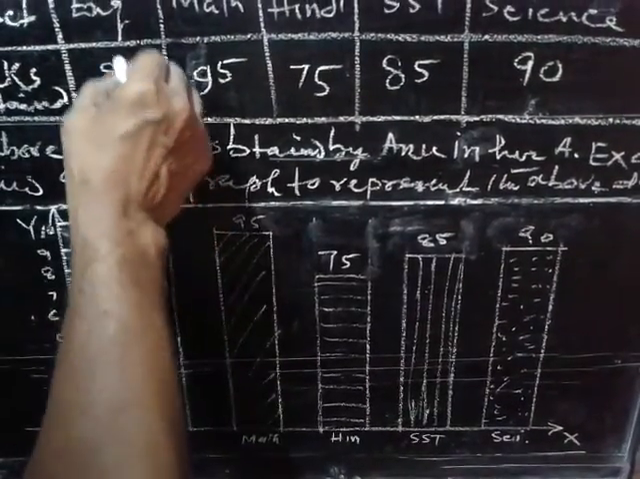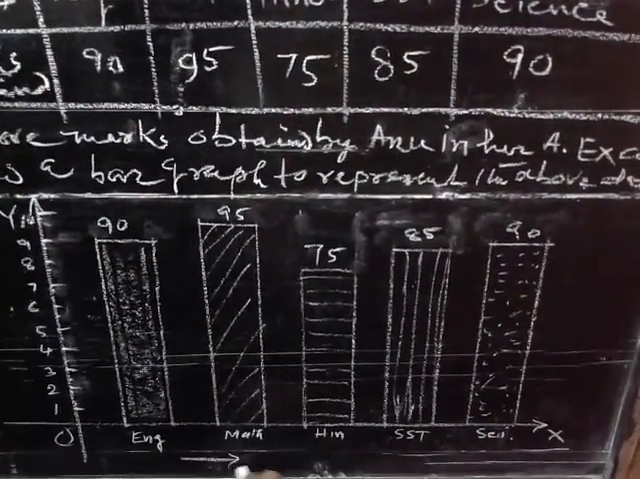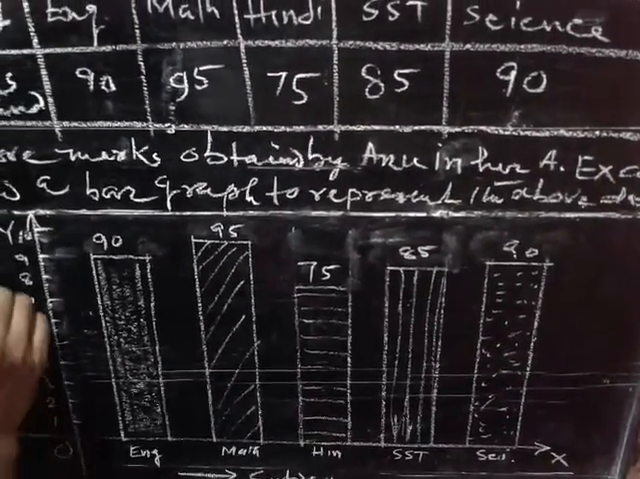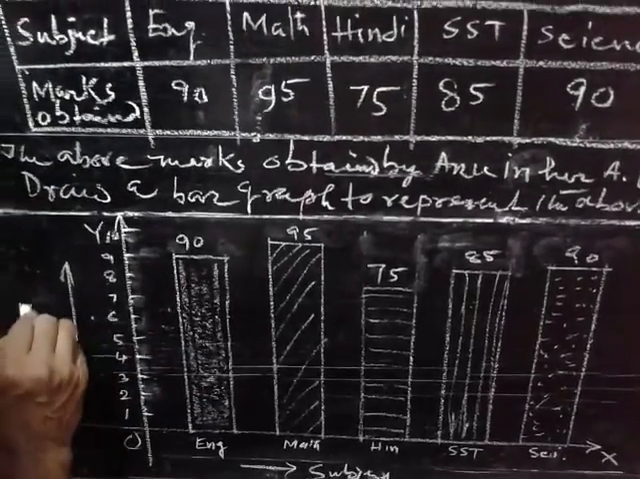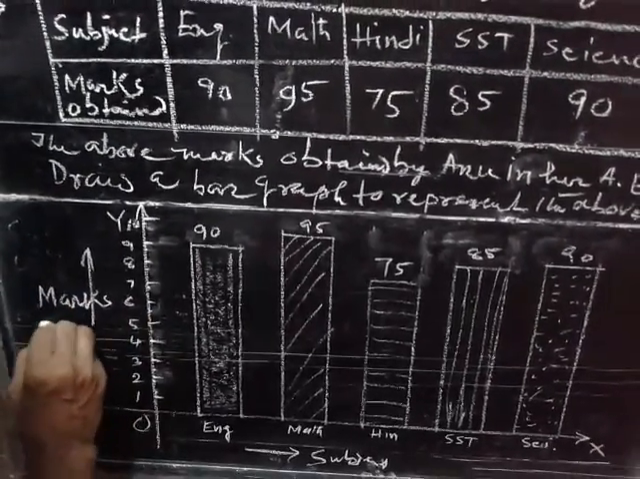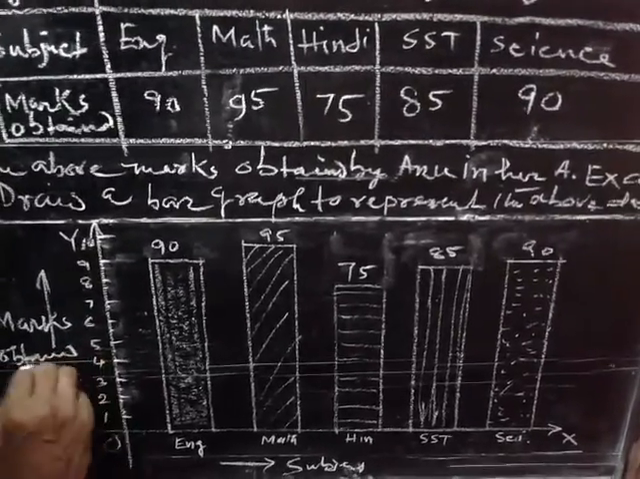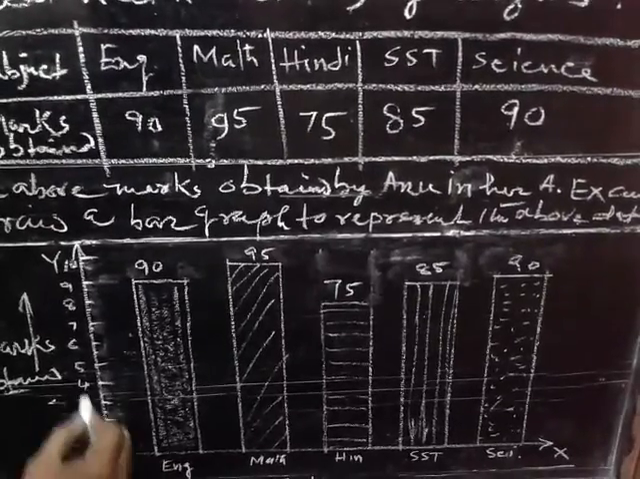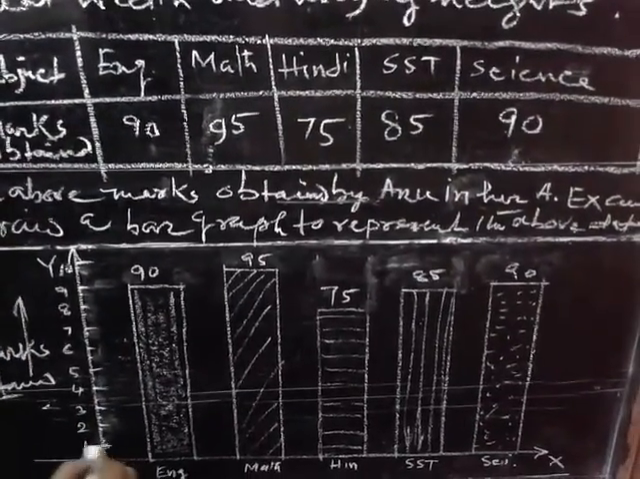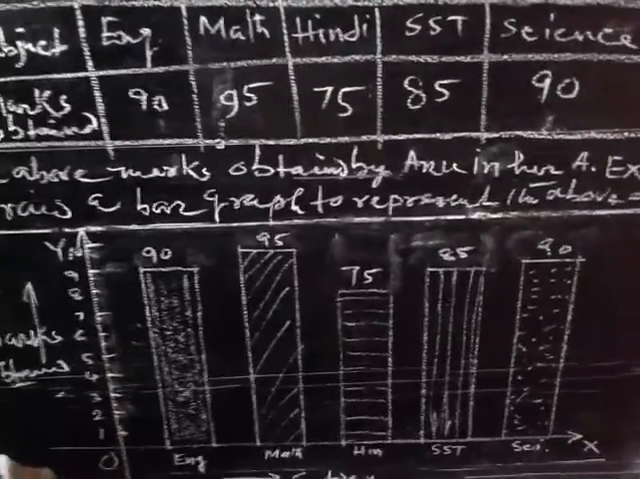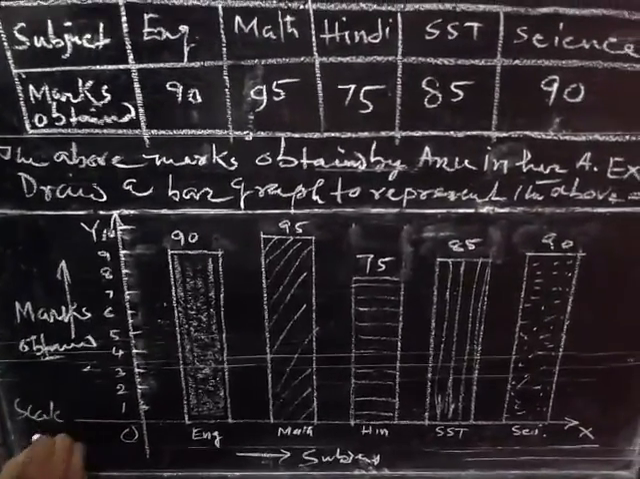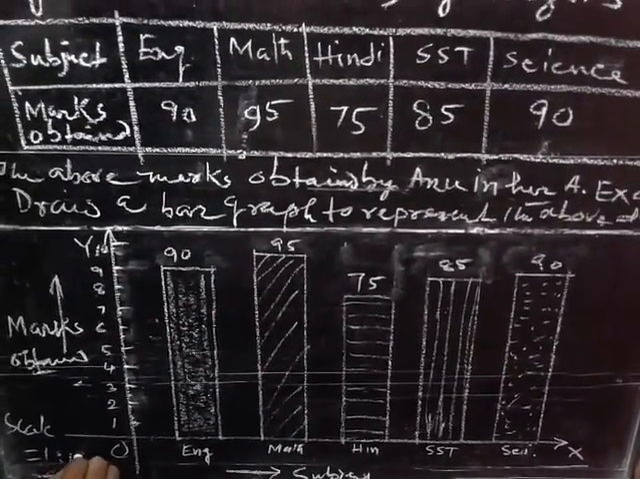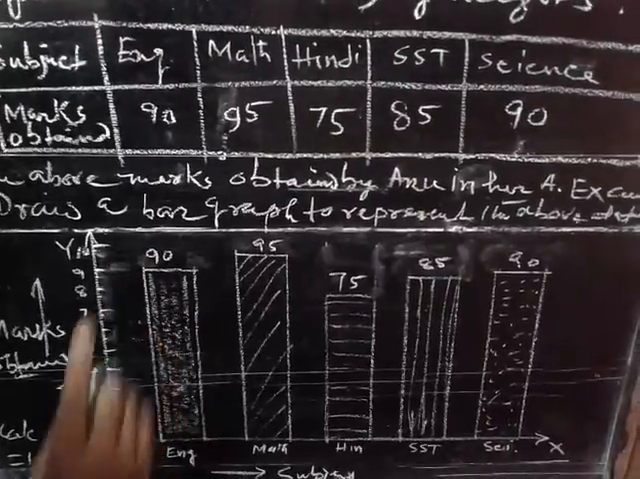See here, English, we take this as a subject. The x-axis is subject and the y-axis is marks out of 10. Each division 1, 2, 3 given here stands for 10. That is the scale. Take the scale as 1 is to 10 marks, that is, 1 represents 10 marks.